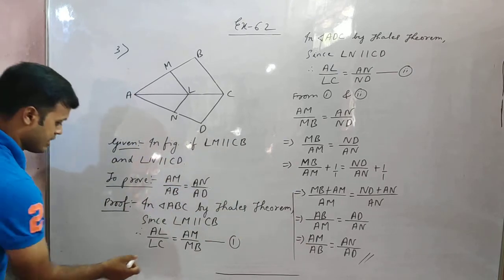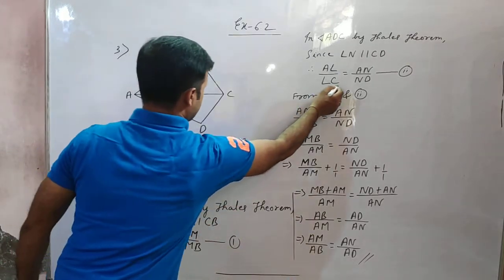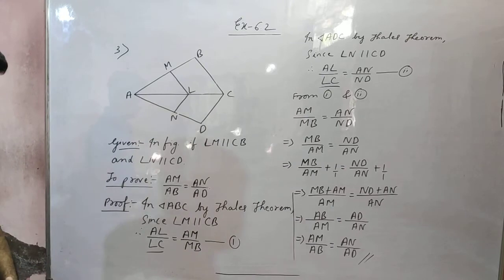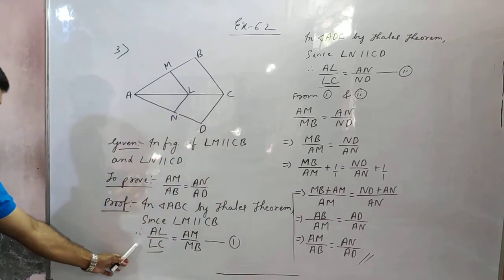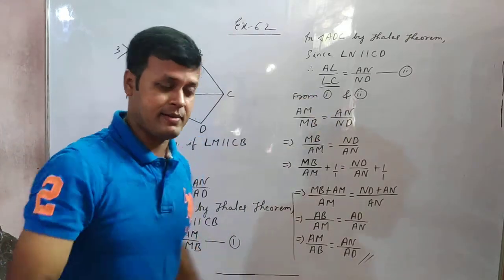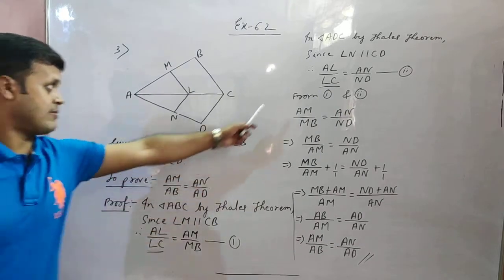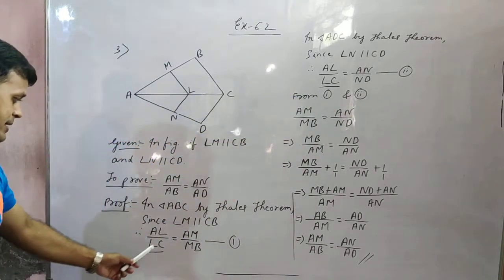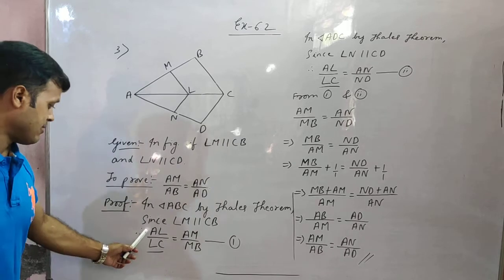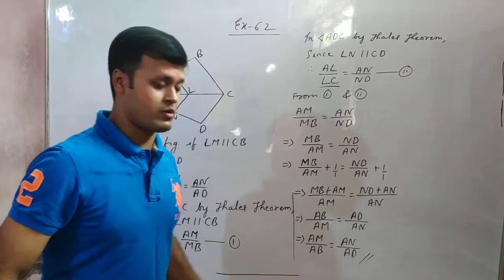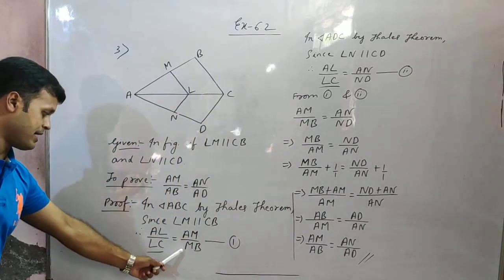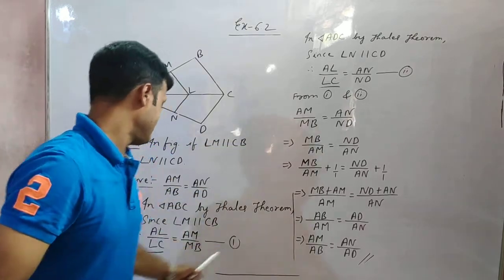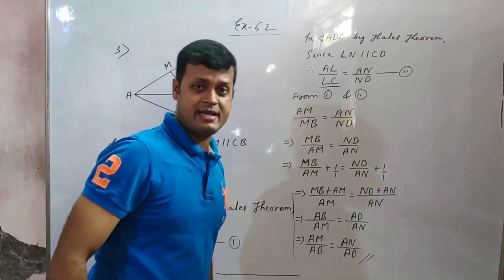From 1 and 2, here also we have AL by LC, and in 2 also we have AL by LC. So AL by LC and AL by LC are equal, no? So then what will happen? If both are equal, then what can we do? AM by MB is equal to AN by ND, isn't it?